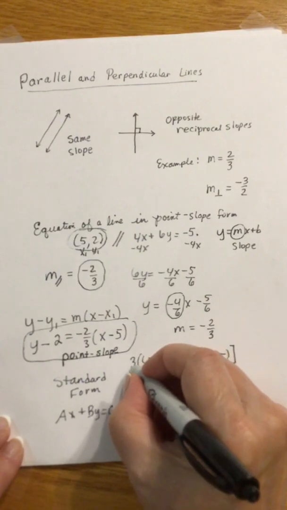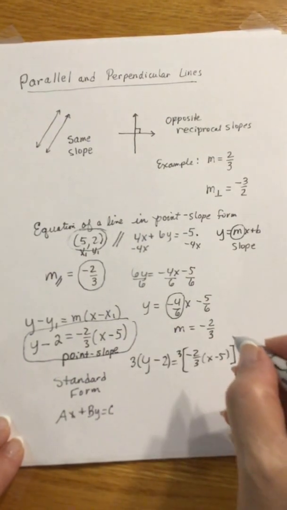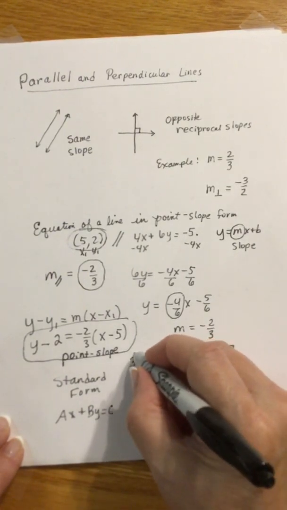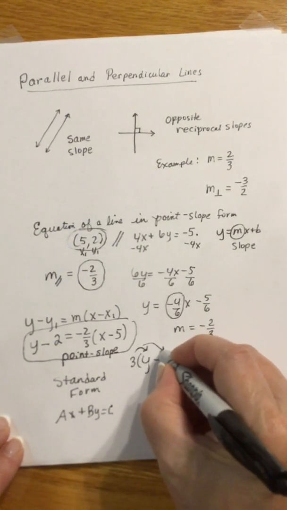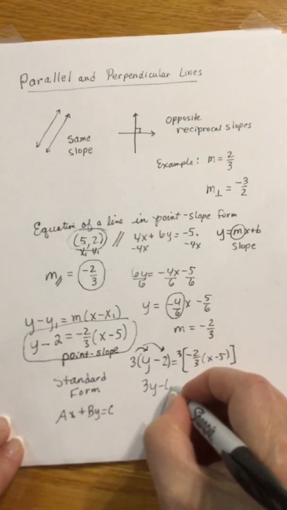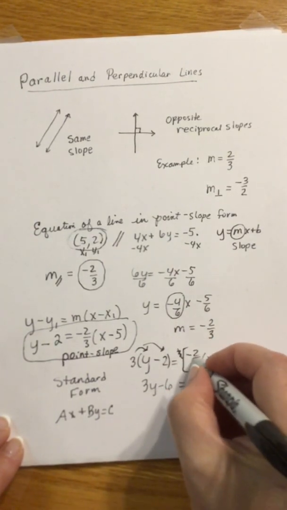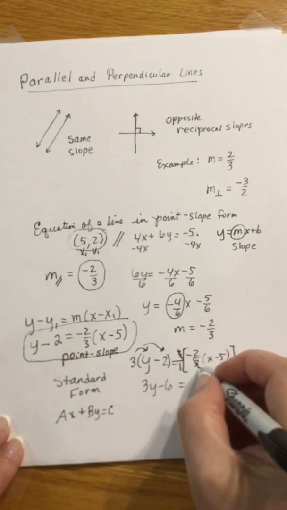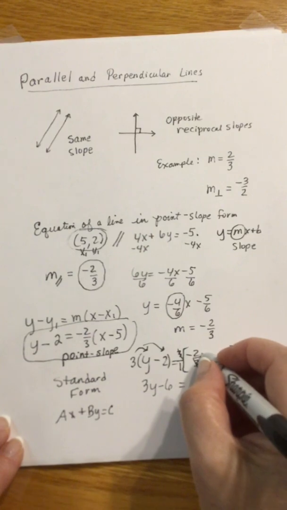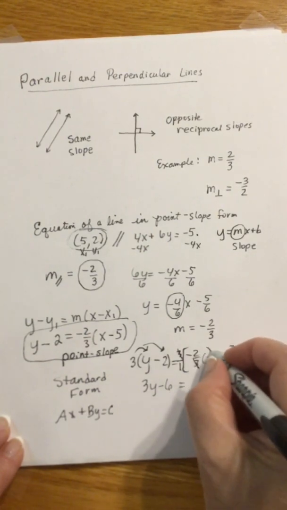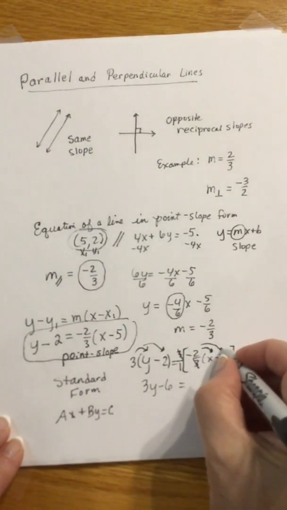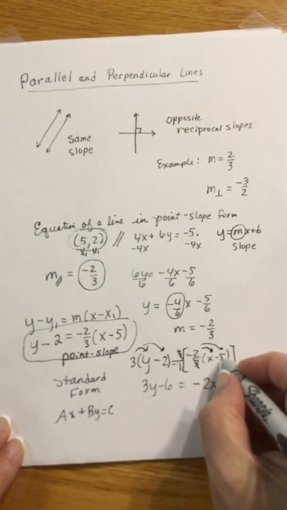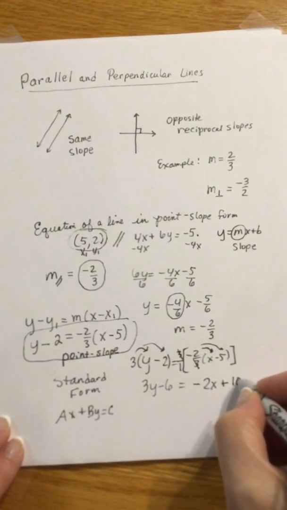As long as I multiply both sides of the equation by the same number, then it's still going to be an equivalent equation. This one then is going to be distributive property. So I have 3y minus 6. Over here, the 3's are going to cancel because you have got 3 in the numerator and 3 in the denominator. They can cancel out to be 1. And then you've got negative 2 times this parentheses, so that again is distributive property. So I get negative 2x. Negative 2 times negative 5 gives me plus 10.